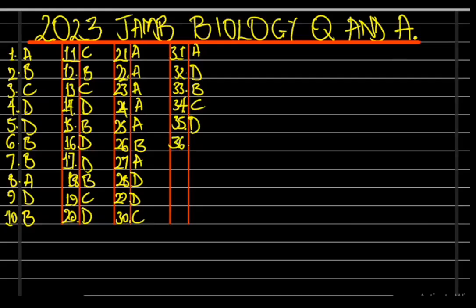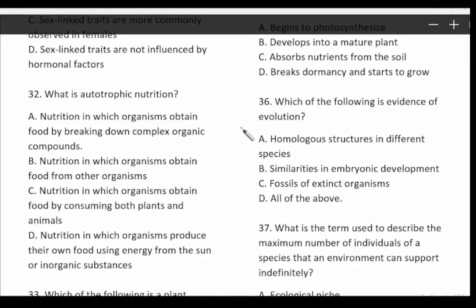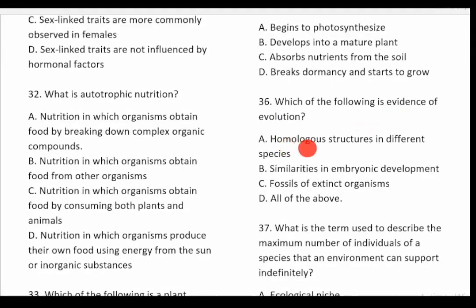So we'll move to question 36. Which of the following is evidence of evolution? A. Homologous structures in different species. B. Similarities in embryonic development. C. Fossils of extinct organisms. D.